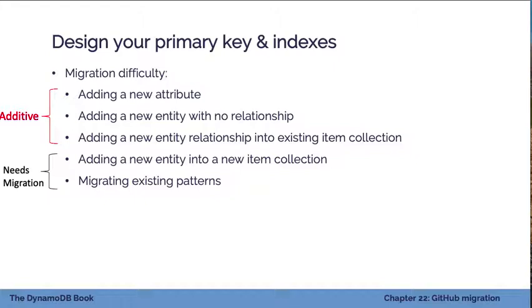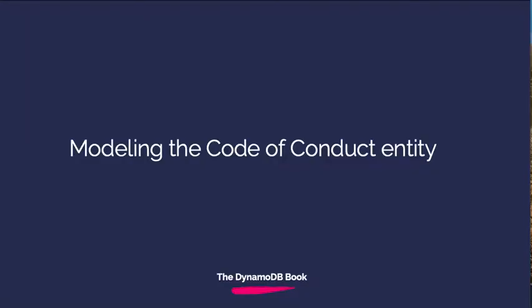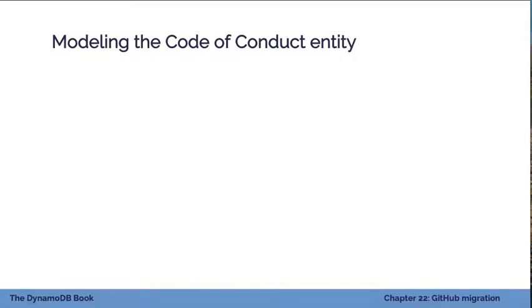Now, as we work through these different migration patterns that we have, I'm basically going to follow this script and try and move from easiest to more difficult. So that's how we'll handle these. The first one we're going to handle is modeling this new code of conduct entity that we're adding to our application. And let's think about what that looks like.